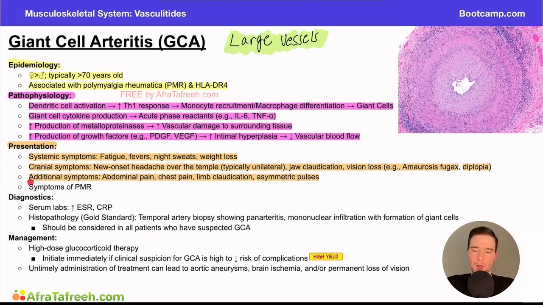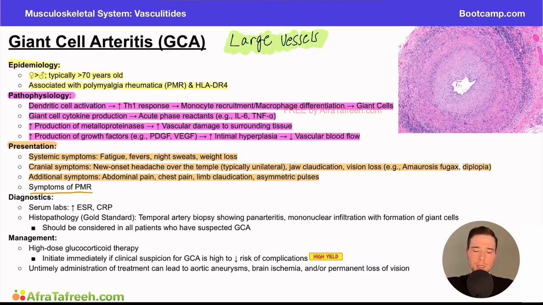But again, I want you to think about what these additional symptoms are. How do they relate? What's the key problem here? The key problem is decreased vascular blood flow. So anytime we decrease vascular blood flow, what are things that can occur? Well, decreased blood flow to the gut can cause abdominal pain. Decreased blood flow to the chest can cause chest pain or angina-like symptoms. Additionally, limb claudication, right? Decreased blood flow, pain in the limbs, and asymmetric pulses as well. If one side is more affected than the other, we may not feel the pulses bilaterally with an equal amount of force. And again, we already talked about it, but symptoms of polymyalgia rheumatica can be present.